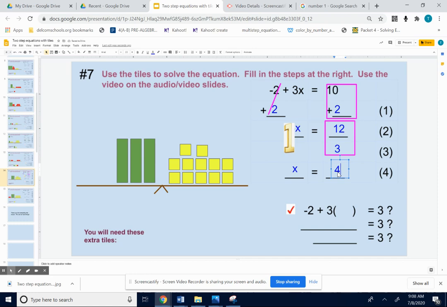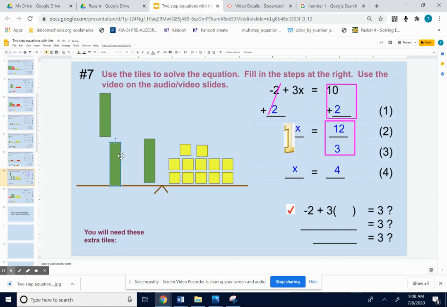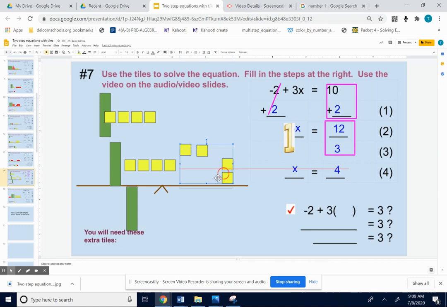And if you really wanted to look again at the visual, we could split the 12 up into 3 equal groups. Try to go a little bit faster. If I split that up into 3 equal groups, I would have to make sets of 4. Trying to be a little bit faster. So each of those x's has to equal 4 because we split both sides up into 3 groups.